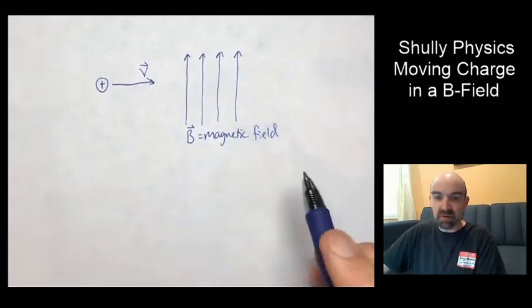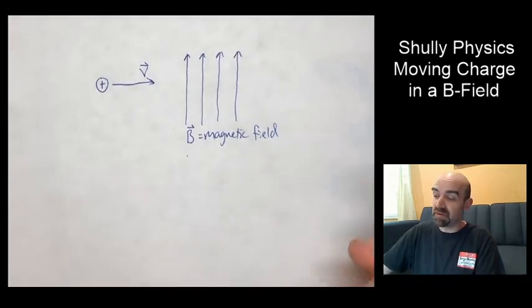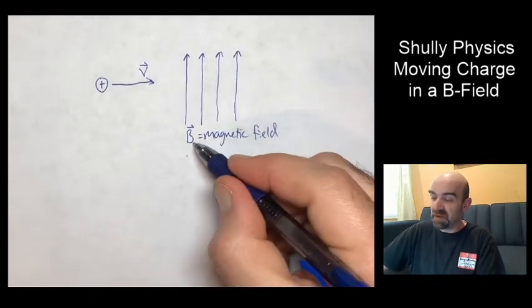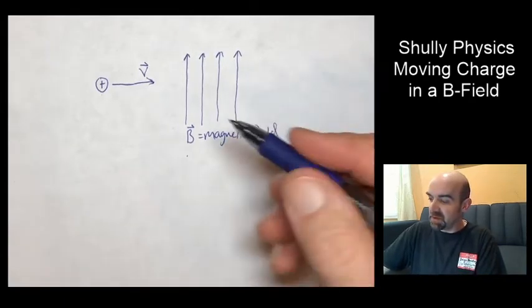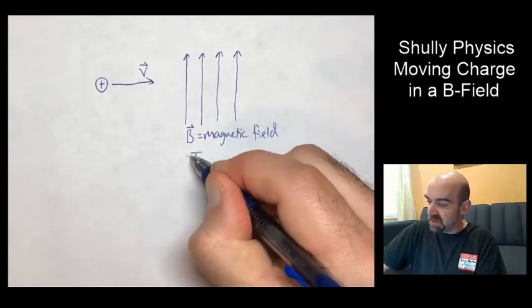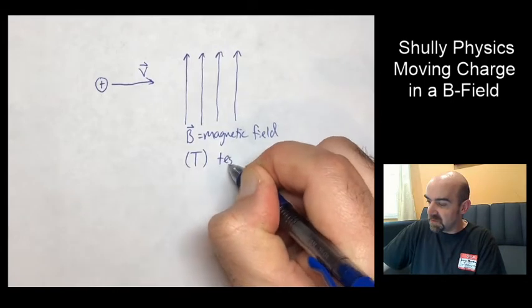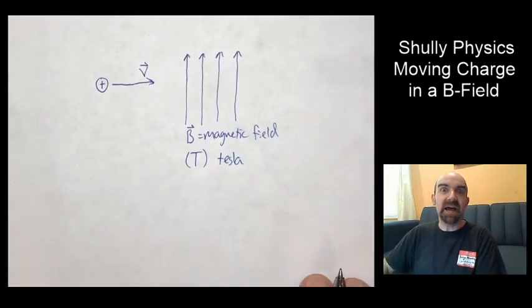While I'm introducing the symbol for magnetic field, I'll also introduce the unit. Magnetic field in standard SI units is the Tesla. Tesla! Yes, that's where we get the Teslas.